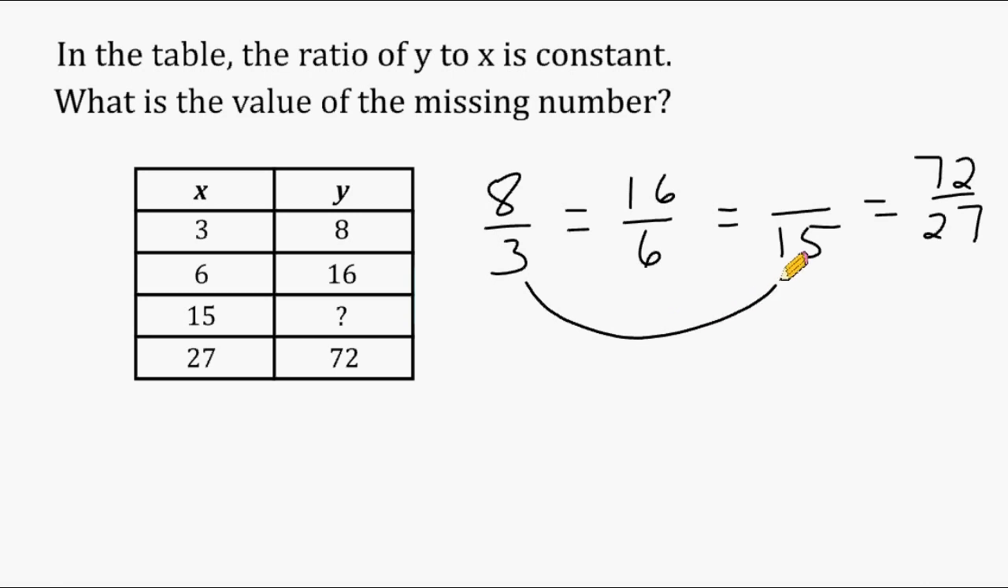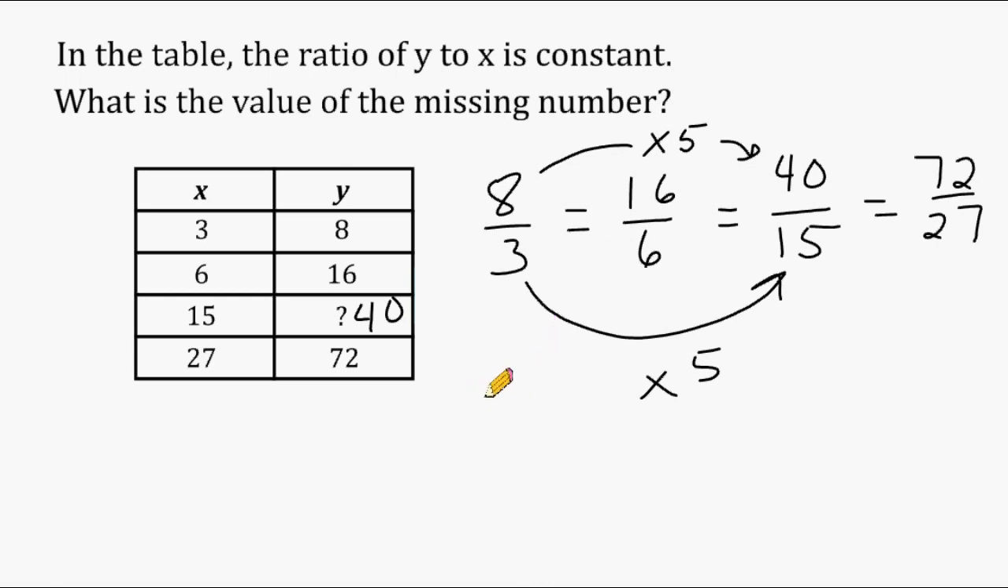We know that 3 fits into 15 exactly 5 times, or we could say that 3 times 5 is 15. So what we're going to do is take this 8 and increase it by a factor of 5, which would give us 40. So we already figured out that the missing number is 40.